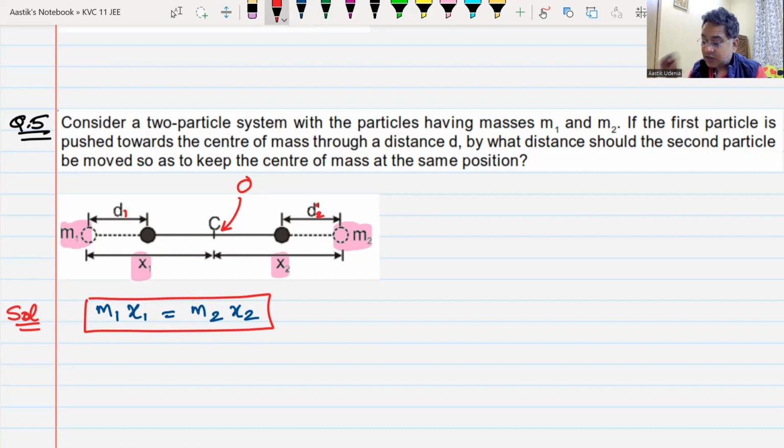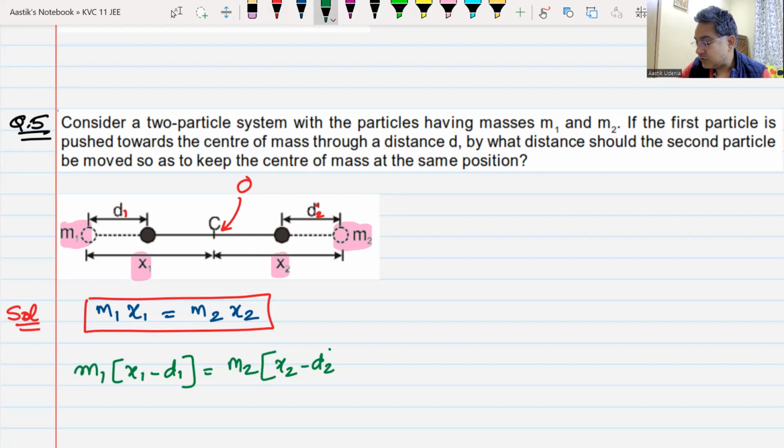Now, when I shift this one by, let us say, d1, let me shift the other one by d2. When I shift them, the center of mass should remain at the same position. So I have this equation: m1 into x1 minus d1 would be equal to m2 into x2 minus d2. Yes or no? Because the center of mass has to remain at its original position.